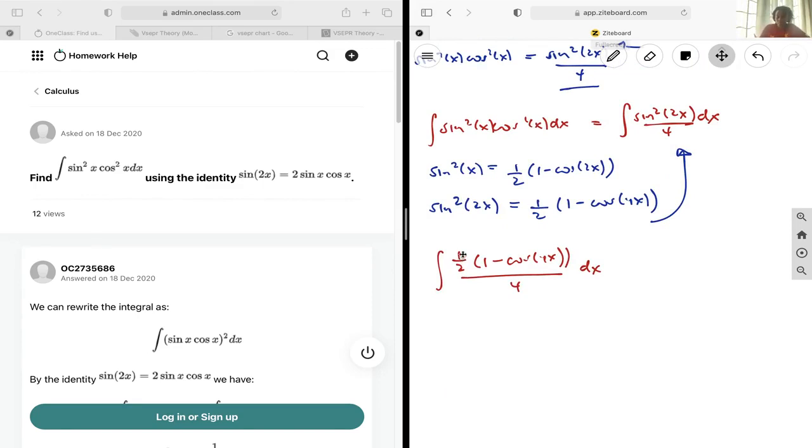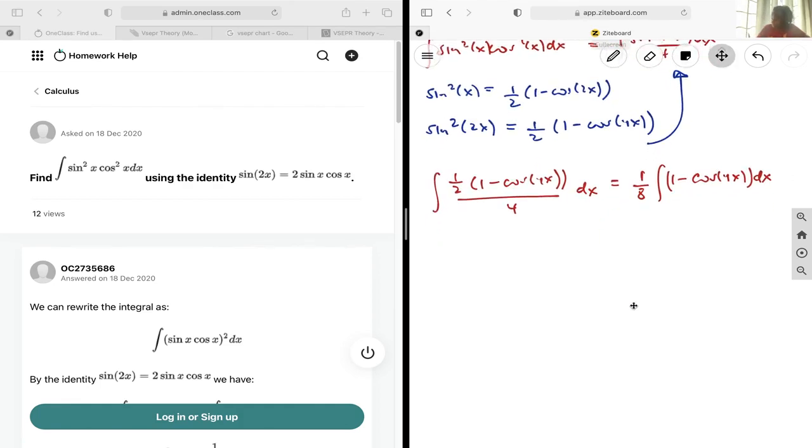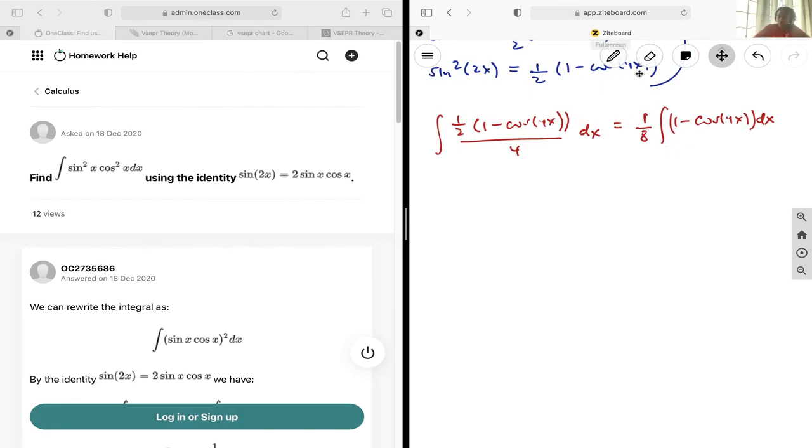We can go ahead and pull out 1 over 2 over 4, which is going to be 1 over 8. That becomes 1 over 8, the integral of 1 minus cos 4x dx. And then next up, we can separate these two as we did in the earlier question. So it becomes 1 over 8 times the integral of 1 dx minus the integral of cos 4x dx.